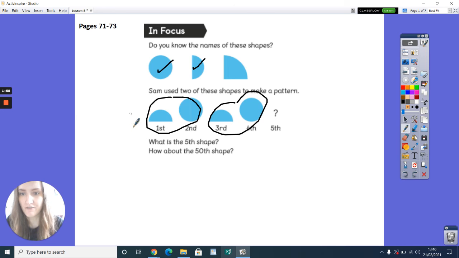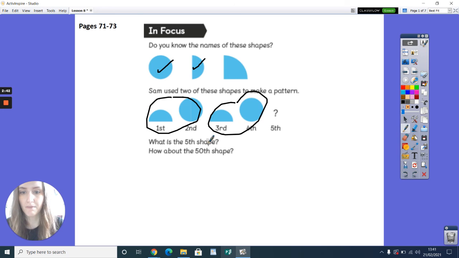Because in this pattern there are only 2 shapes, if the shape lands on a number that's even, that means it's going to be the circle. If it lands on a number that's odd, we know that the first shape is a semicircle, the 3rd shape is a semicircle, and the 5th shape is a semicircle. 1, 3, and 5 are all odd. So if it was the 9th shape, we know 9 is odd, 9 would be a semicircle. If it was the 13th shape, would it be the semicircle or a circle? It would be a semicircle because 13 is odd.